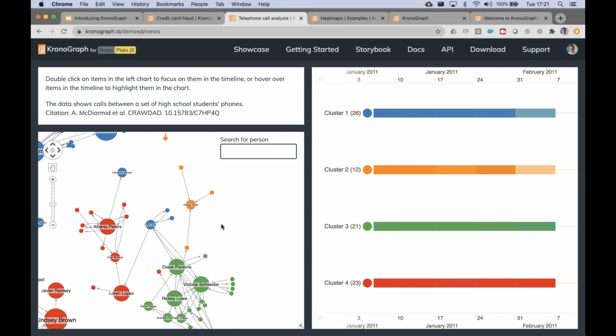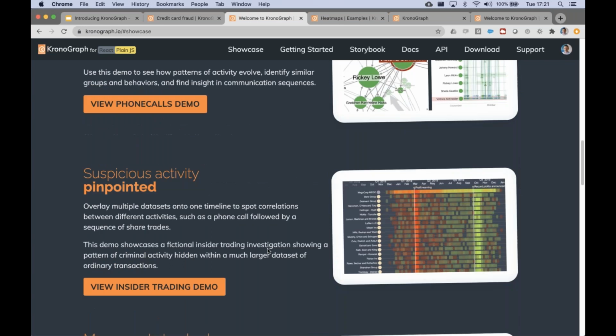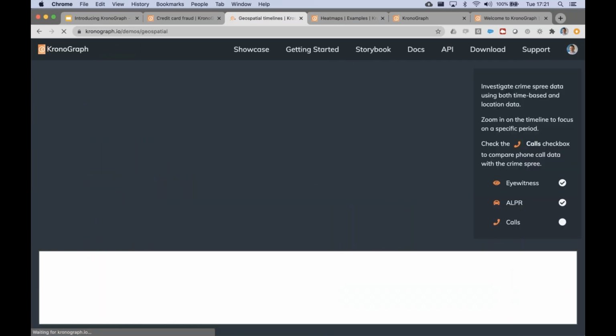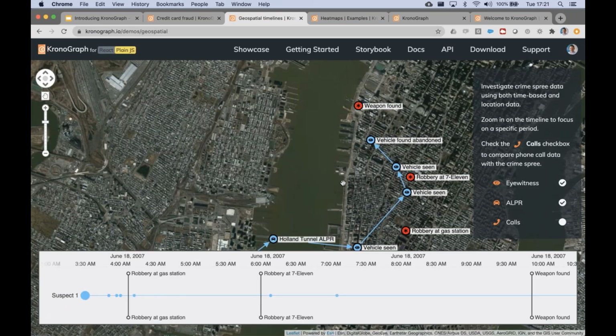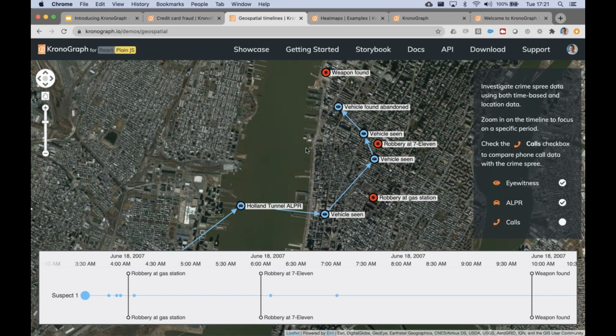So we've looked at fraud investigation. We've looked very quickly at cybersecurity and communications analysis. I realize this is a very quick lightning tour, but hopefully it's inspirational. The last example I wanted to look at was a law enforcement crime investigation use case. And I wanted to show it partly because it gives you an idea of the power of combining multiple data sets together into a single timeline.